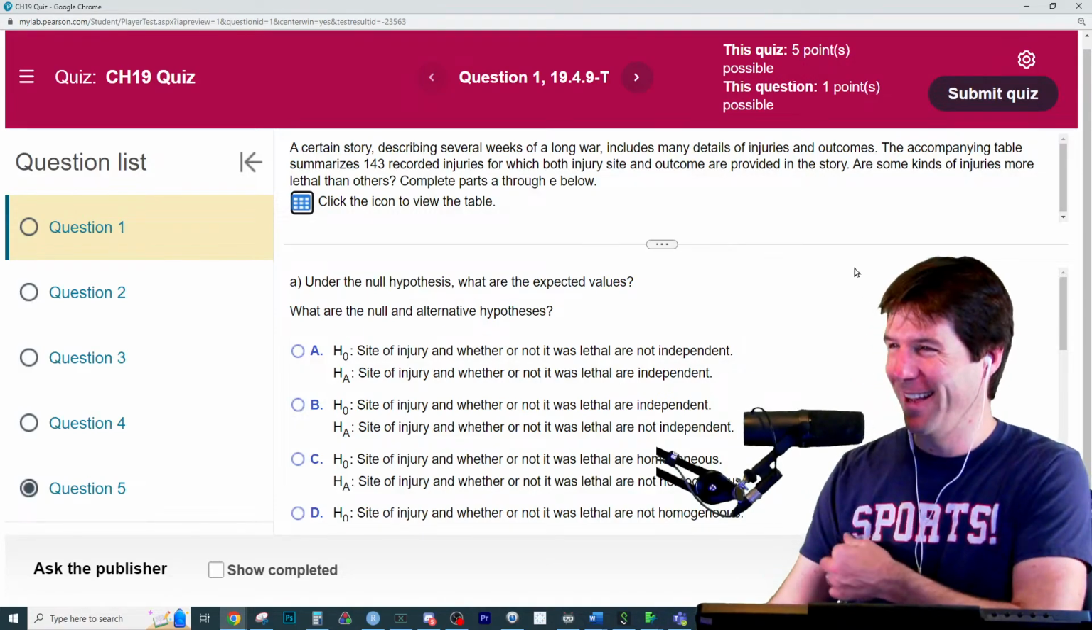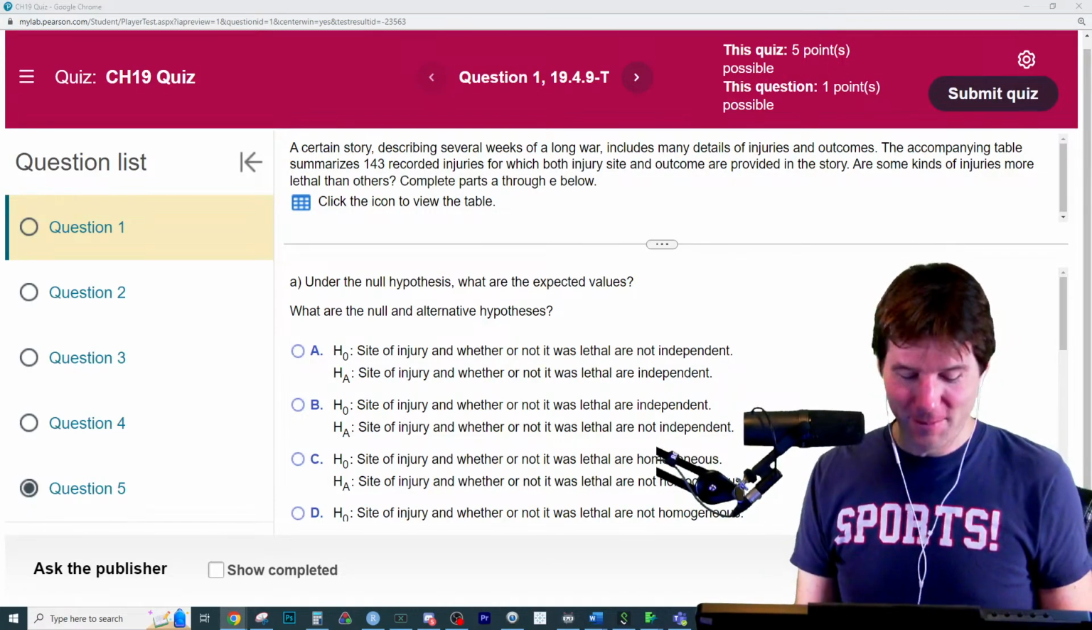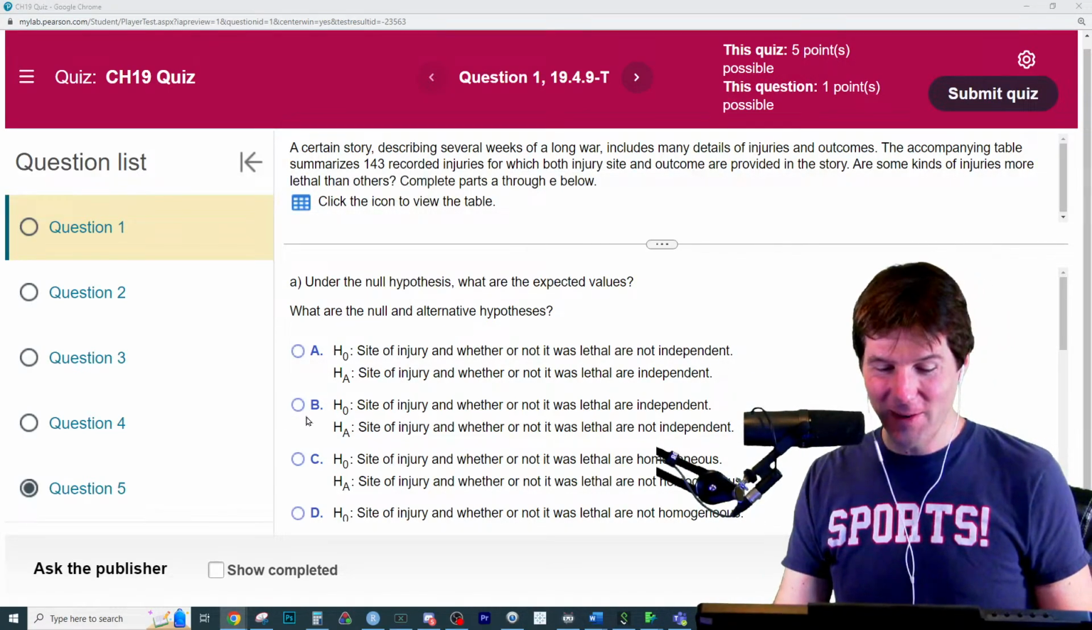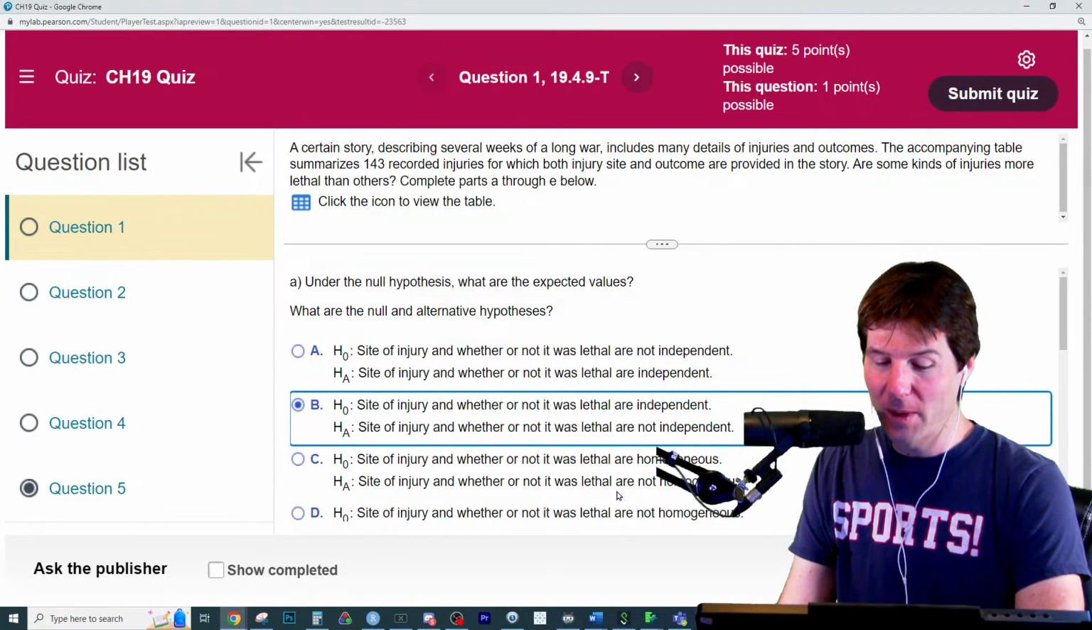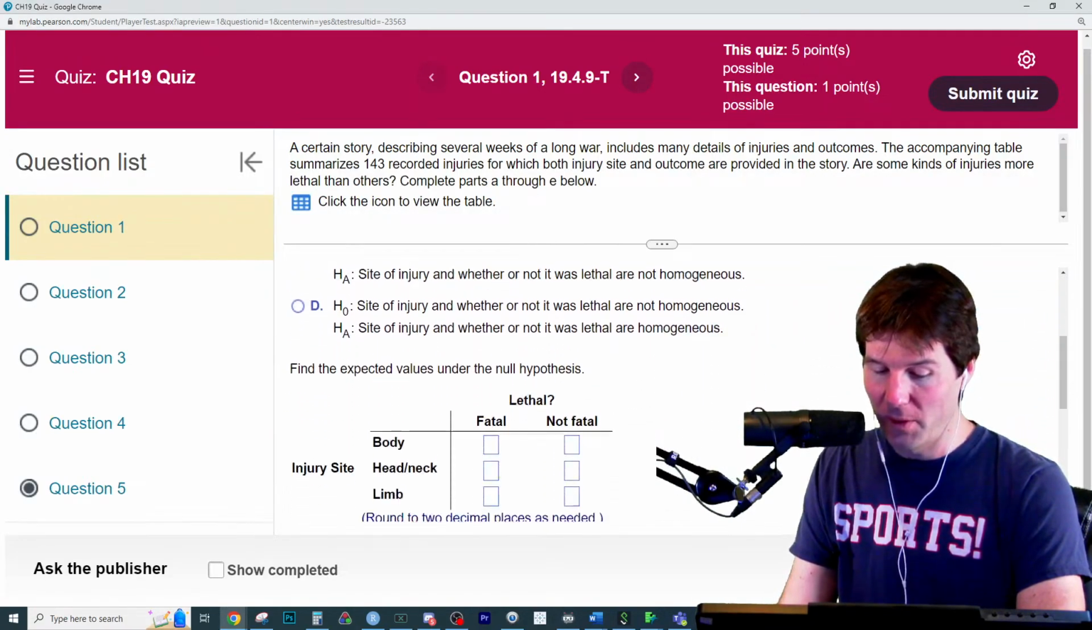I'm at the meme tier level. There we go right there. Site of injury and whether or not it was lethal are independent. Site of injury and whether or not it was lethal are not independent will be the alternative.